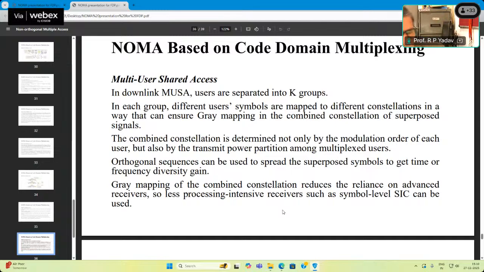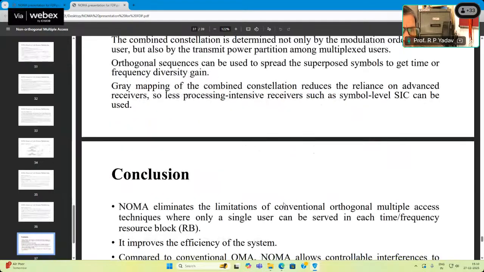I think if you look at 2-bit Gray mapping, we use this Gray mapping in a number of other applications also.